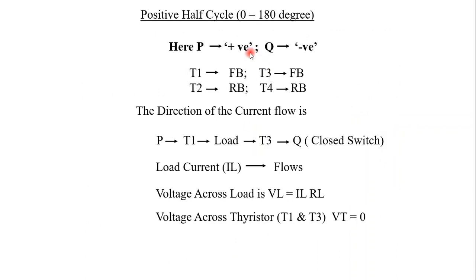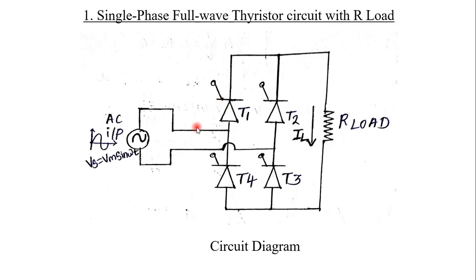The positive half cycle is 0 to 180 degrees. Here also we are using the P and Q terminal assumption. Here we give positive supply to the P terminal and negative supply to the Q terminal. P is connected to the T1 thyristor and T4 thyristor. P is the positive supply, directly connected to T1's positive terminal. So T1 is forward biased and T4 is reverse biased.